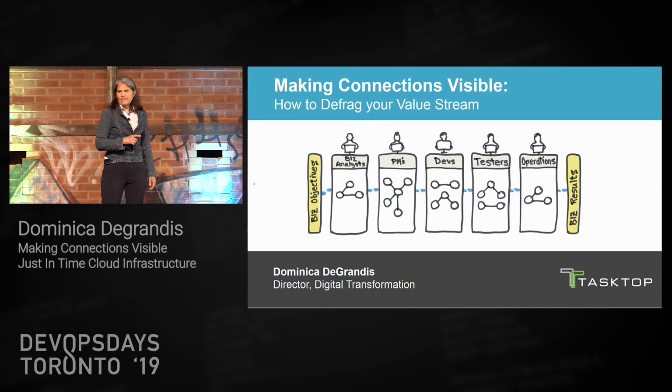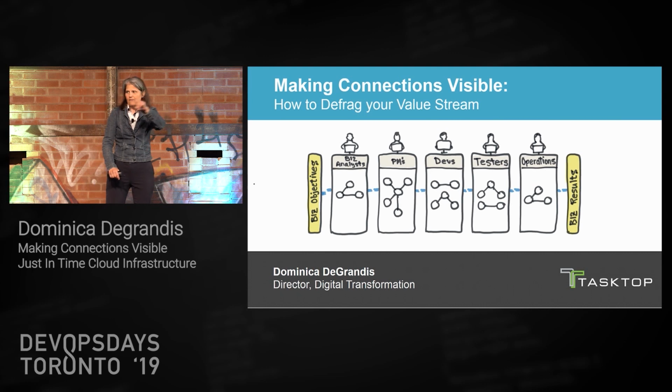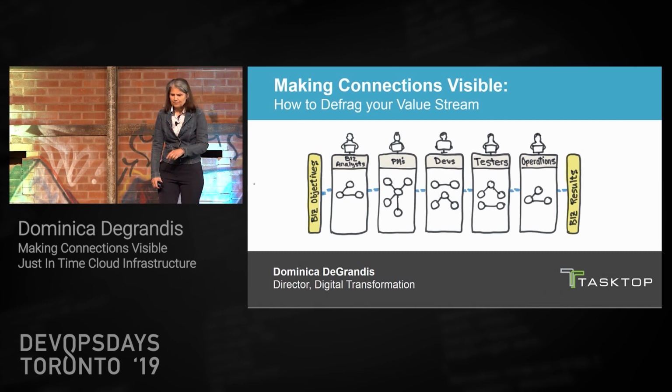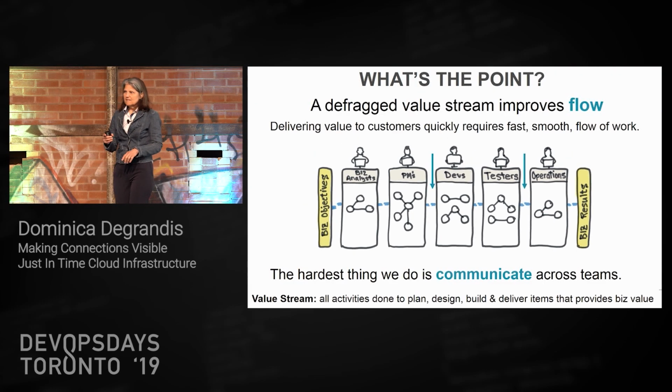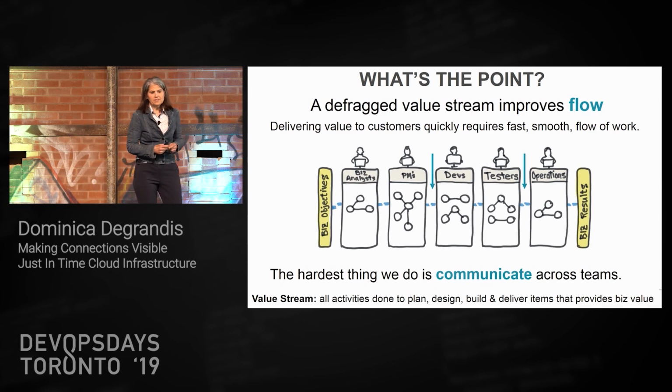So when you look at the value stream, if people have to go chasing all around the value stream to get what they need in order to do their job, it consumes a lot of time. And so my point here is that a defragged value stream is going to improve flow. And most of you probably already know that flow is the first way of DevOps, right?